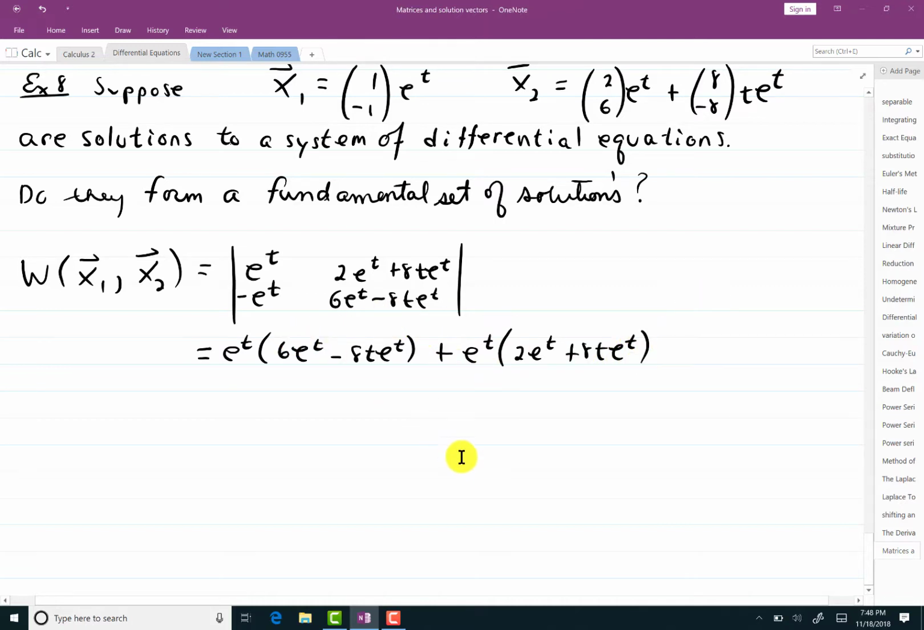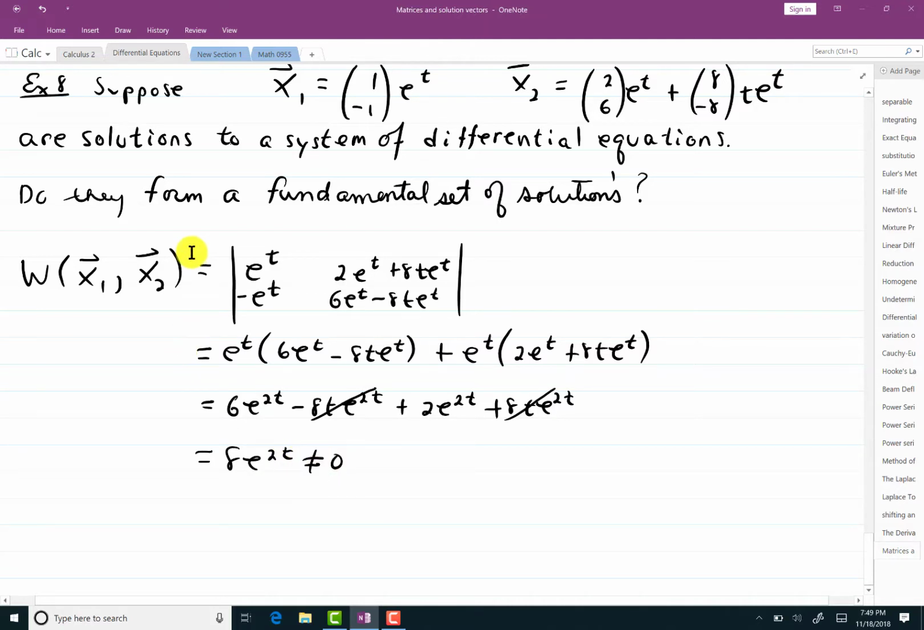Now, let's see what happens here. I'll just multiply through. I'll get 6e to the 2t, then minus 8t e to the 2t plus 2e to the 2t plus 8t e to the 2t. Now, I was hoping that the 8t's would cancel out, because if they didn't, it would have an opportunity to be 0 when t equals 0. And together then, I get 8e to the 2t, and there is no way that equals 0.